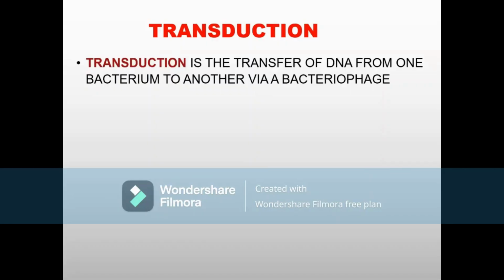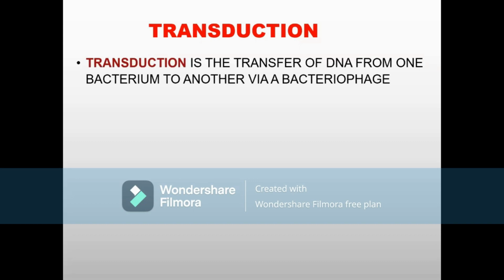About the next topic, that is transduction. Transduction is the gene transfer that takes place in bacteria from donor to recipient cell via bacteriophage. This is a vehicle; there is a requirement of a vehicle. Bacteriophage acts as the vehicle which takes the DNA or a segment of the DNA from the donor cell and transfers it to the recipient cell. So this kind of technique is known as transduction.